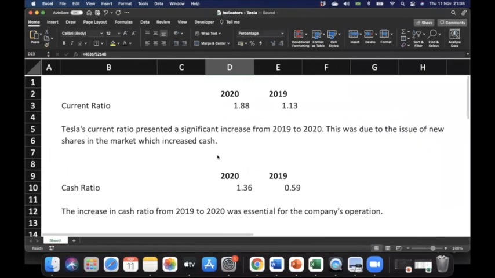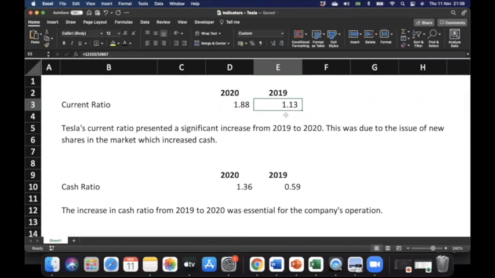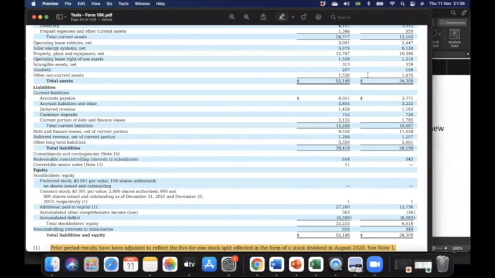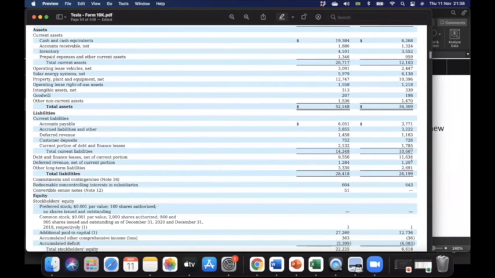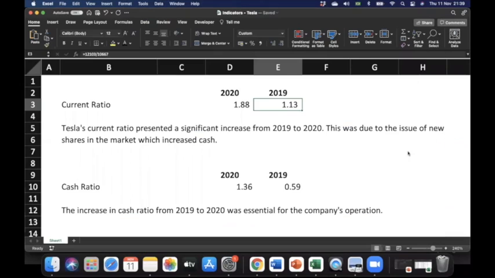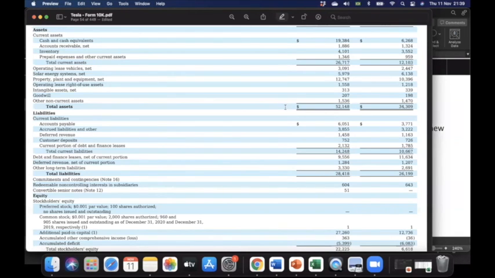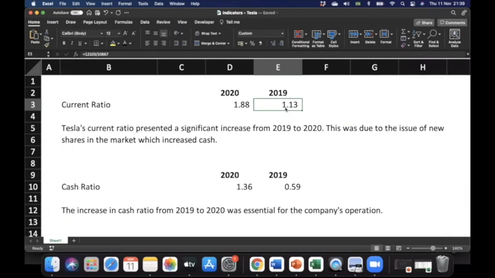So in 2019, we had $12 billion in current assets and $10 billion in current liabilities. So if you divide one by the other, we have 1.13. What does it mean? For each $1 in short-term debt, they have $1.13 to pay for this debt. So this shows a healthy financial condition. If this number was bigger, it would be better, okay?